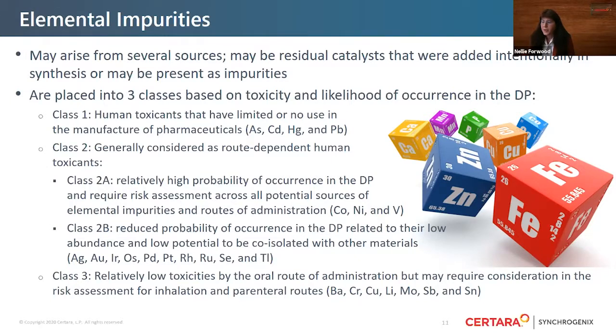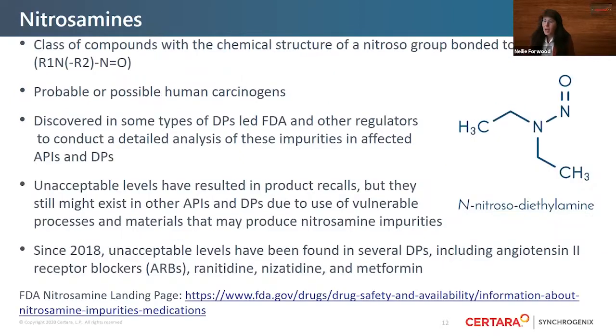Class 2 are generally considered as route-dependent human toxicants. Class 2 is divided up into Class 2A and Class 2B, a relatively high probability of occurrence in the drug product and reduced probability of occurrence in the drug product. And then Class 3 elemental impurities have relatively low toxicities by the oral route of administration, but they may require consideration in the risk assessment for inhalation and parenteral routes.